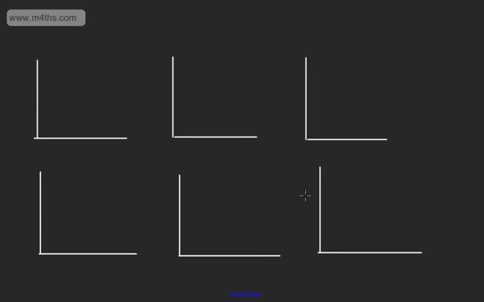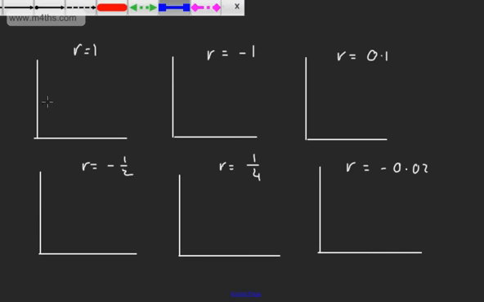So let's have a scenario where we have, and I'll just write them out here. We might have r equal to 1, r equal to minus 1, r equal to 0.1, r equal to minus 1/2, r equal to, let's say, positive 1/4, and r equal to negative 0.02.